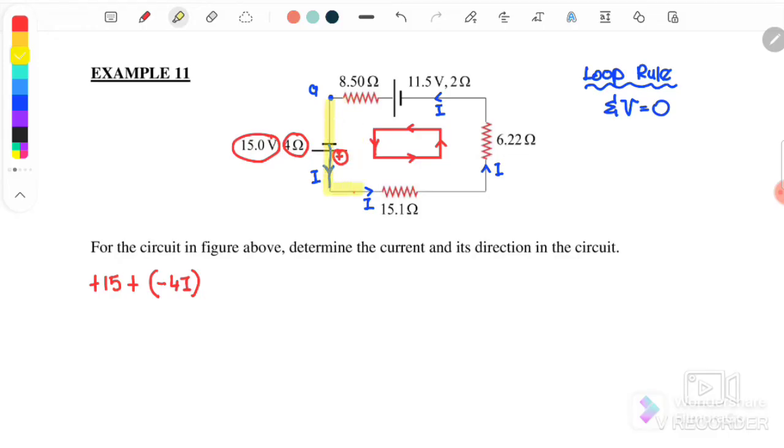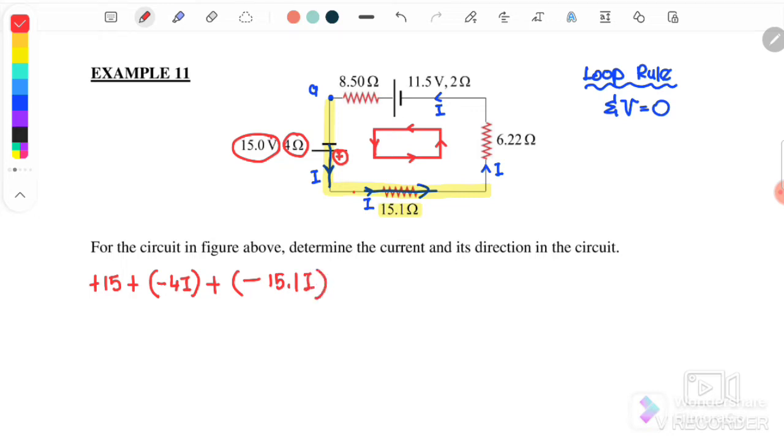We continue with the 15.1 ohm resistor. The direction of the current and the direction of the loop are the same, so we substitute positive because of the same direction. When the current passes through the resistor, energy is dissipated, so we must substitute negative 15.1 I.